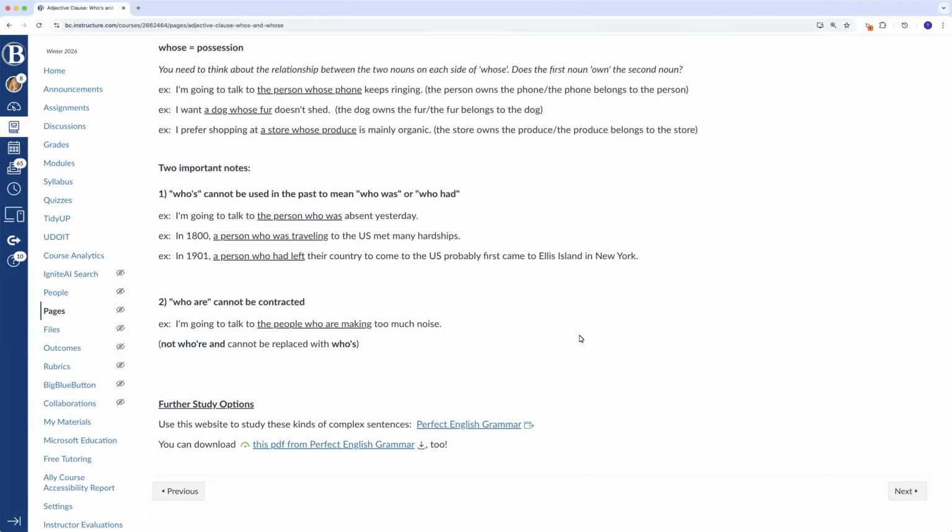Second note, who are cannot be contracted. I'm going to talk to the people, so that's plural, who are making too much noise. We don't say who're, nope. And it cannot be replaced with whose. You have to write it out completely.